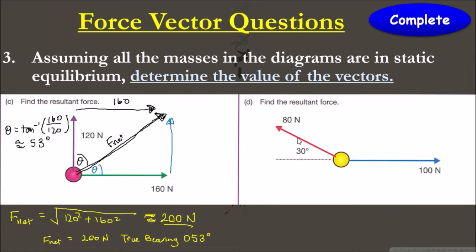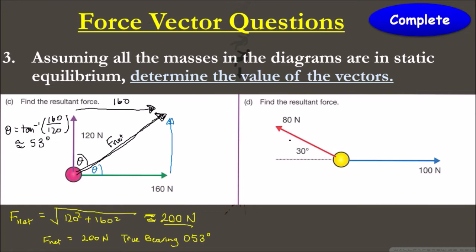Okay, and now we move to question D. Now this one's a little bit more interesting. We have two forces. One is directly horizontal, one is at an angle. So we want to find the resultant force. Now before you try and find the resultant vector, you need to firstly work out what the force components are for this 80 newtons at 30 degrees.